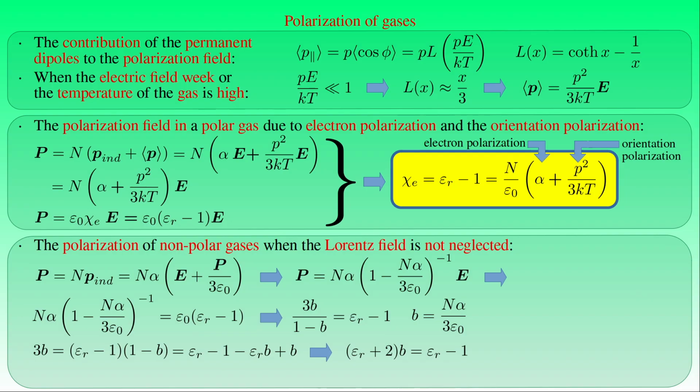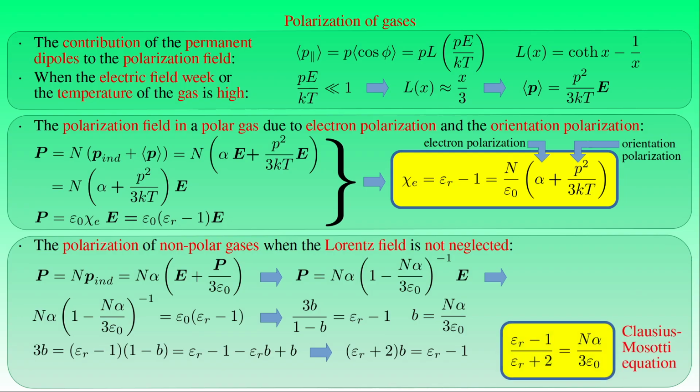Finally, we divide this equation by epsilon R plus 2 and substitute the original expression into B. As a result, we obtain the Clausius-Mossotti equation stating that the relative permittivity epsilon R of a nonpolar gas minus 1 over epsilon R plus 2, is given by the number density N of the gas molecules times the molecular polarizability alpha of the gas over 3 times the vacuum permittivity epsilon naught.